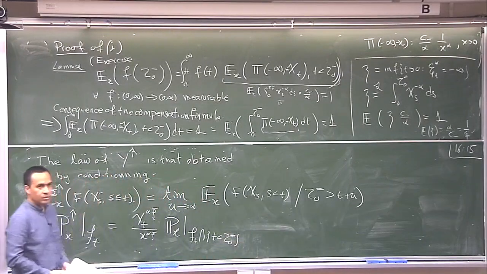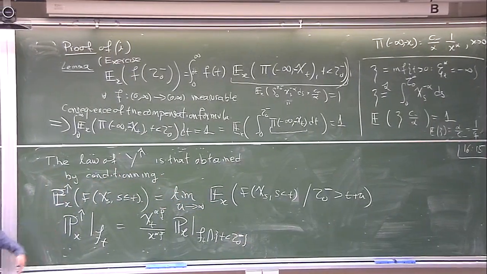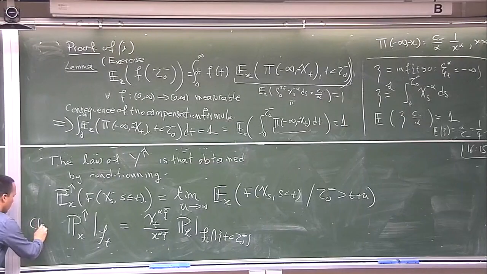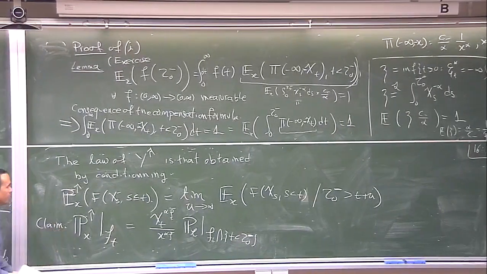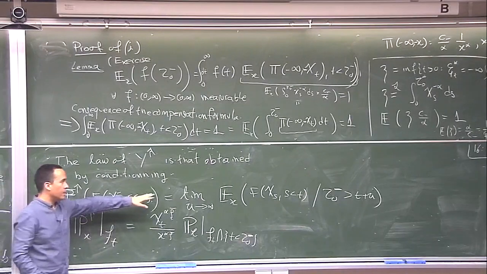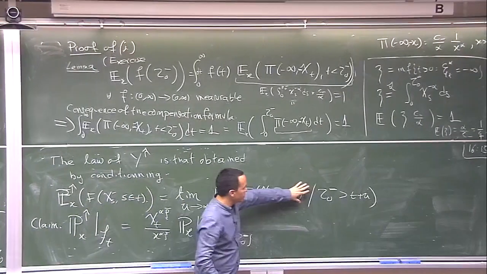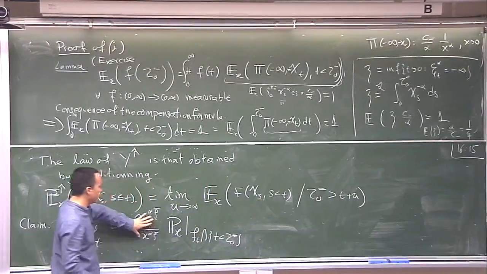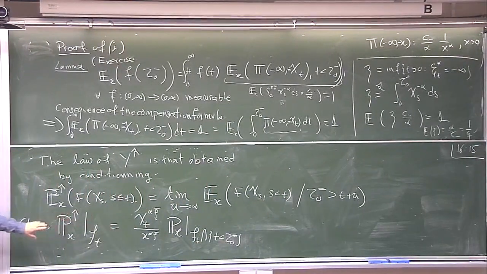Okay, so what I'm claiming here is that this limit is well defined, okay, and that what will appear from this conditioning is a density of this form.